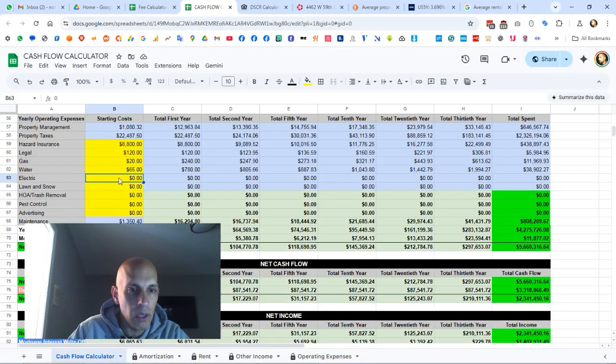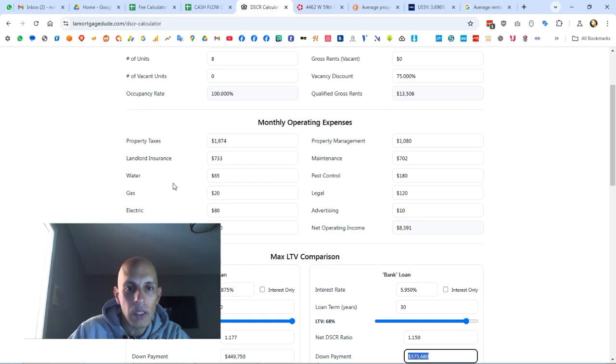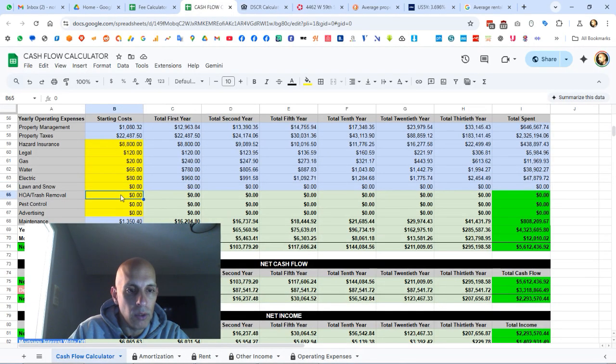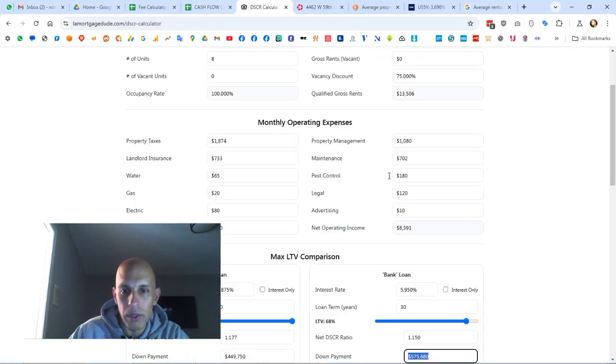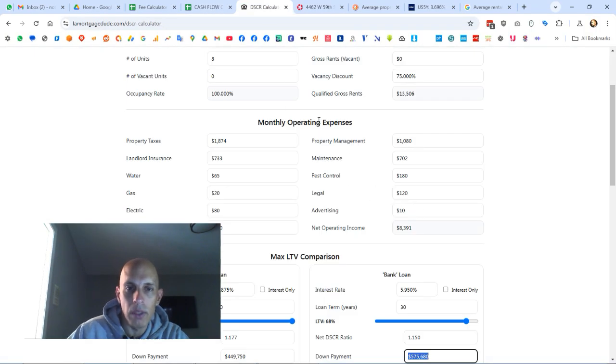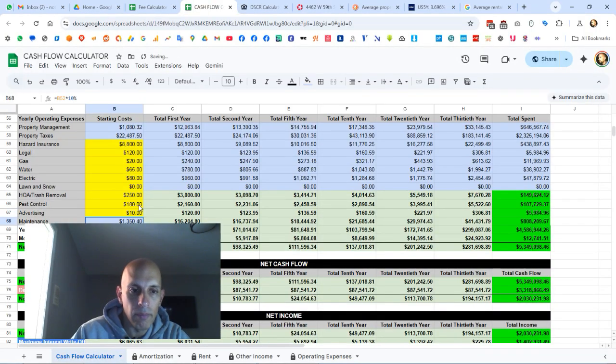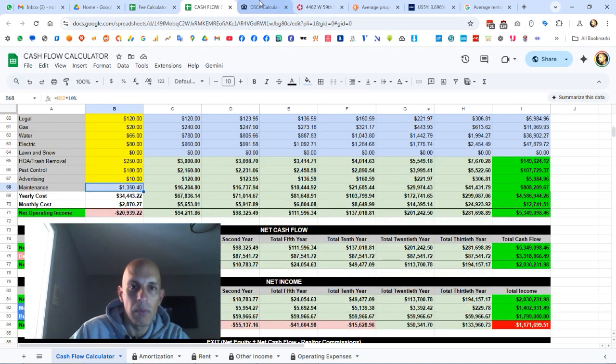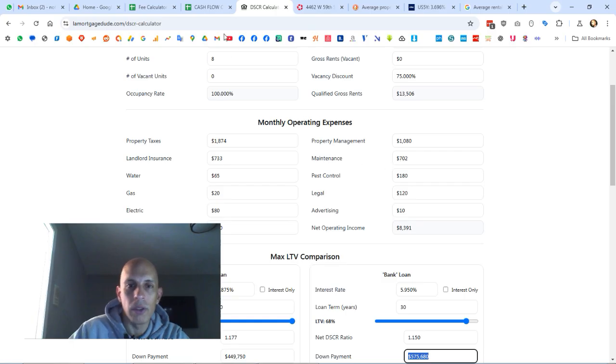Electric is $80 a month. Lawn and snow, for example, we don't have a lawn and snow thing here, but I'm guessing that would just go under maintenance, right? Property maintenance. So HOA trash removal, that's $250. Pest control, I put $180. Advertising, I put it at $10. So maintenance here shows up at $13.50 a month, and here it shows up at 702.